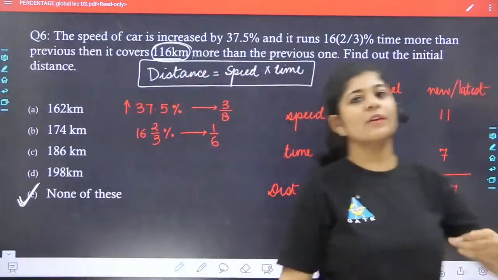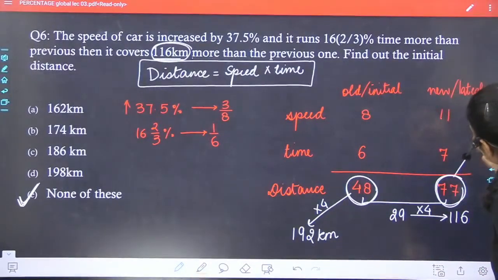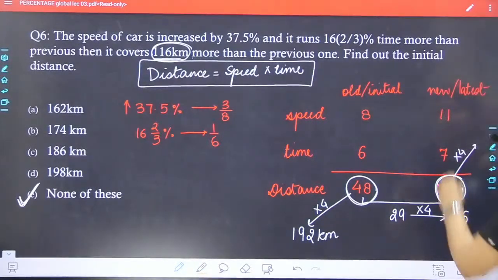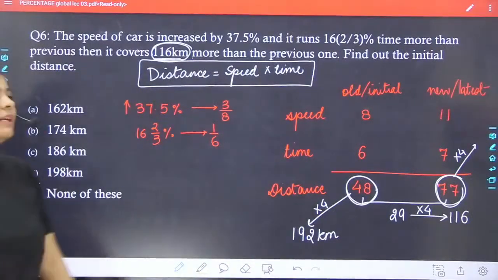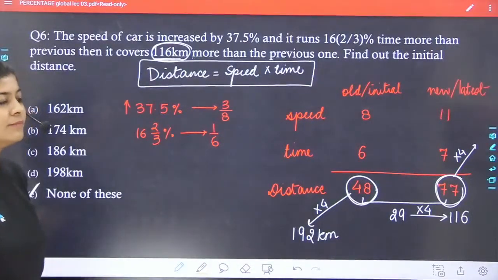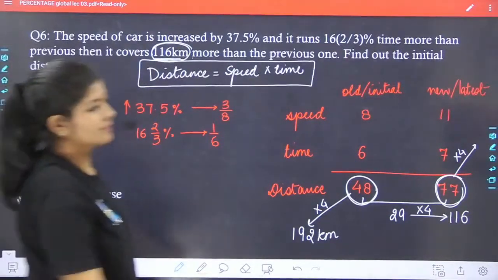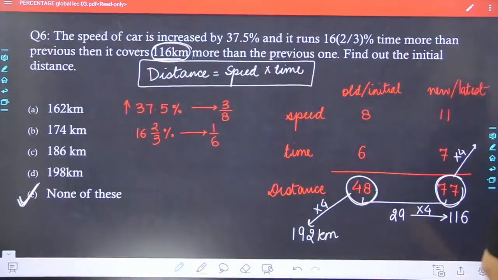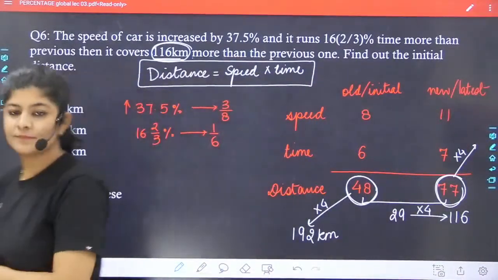If I have to calculate the latest or the new distance, what do I have to do? I have to multiply this value by 4 just to get the new or the latest distance. Is it clear? Is it clear to everyone?